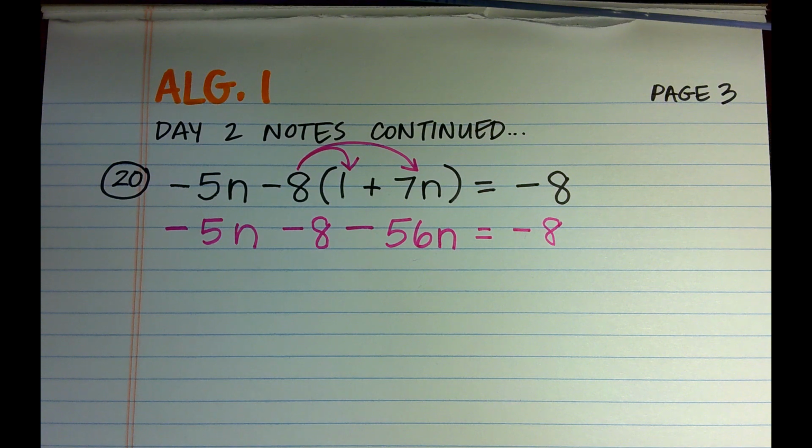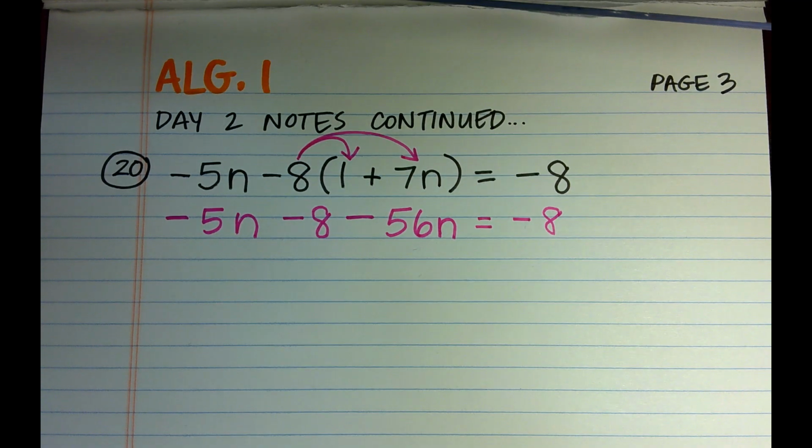Okay, this is like a bajillion step equation. So, we've done the distribution. That was step 1. Now, what do I need to do? Combine like terms. Let's combine our like terms.